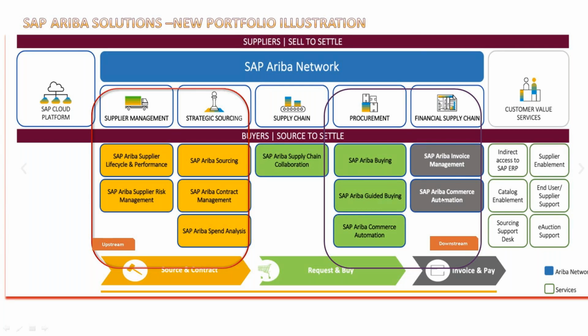And then your commerce automation we have discussed. And this is your supplier enablement, buy enablement, supplier sourcing desk, catalog management, indirect access to ERP. So these are the services which are there in Ariba.